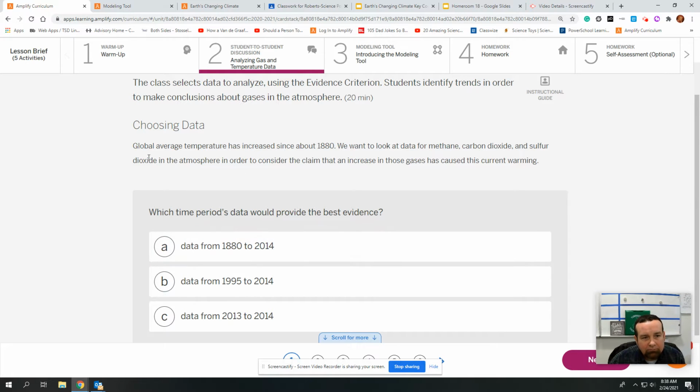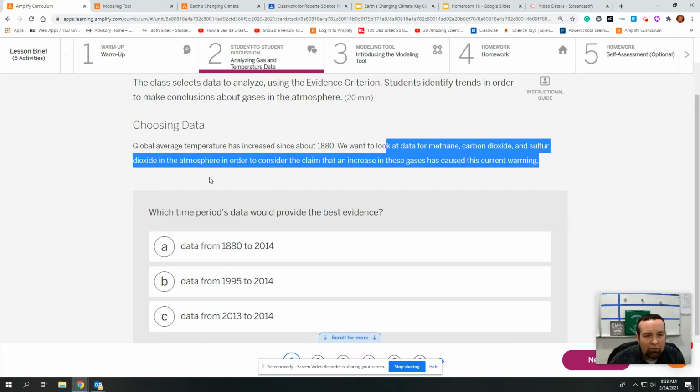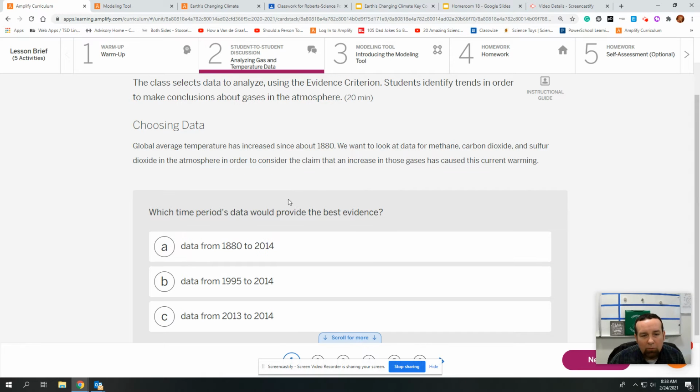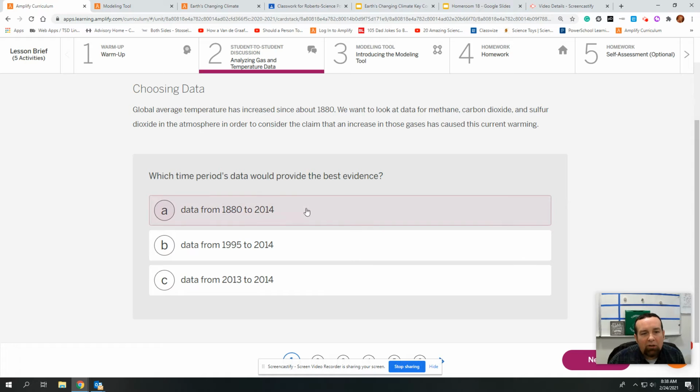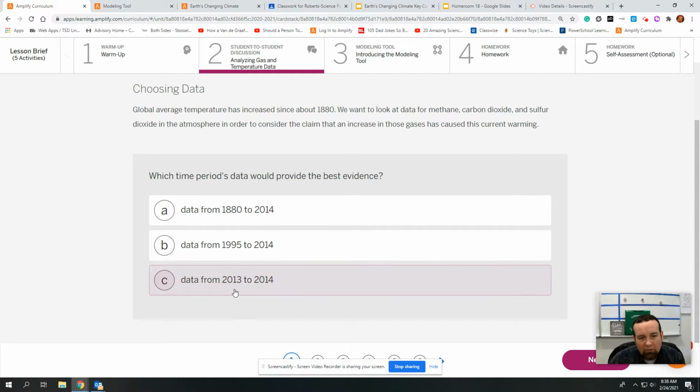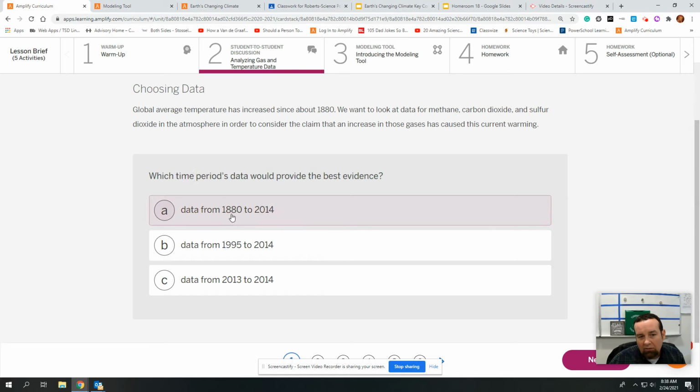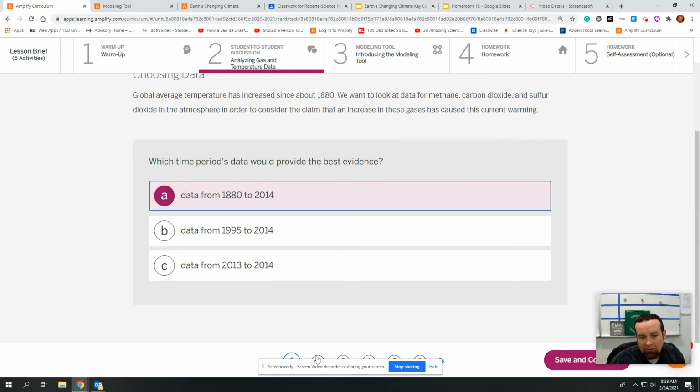So, this first question has to do with the data that we've gathered since about 1880. We're going to look at data from methane, carbon dioxide, and sulfur dioxide as we look at these warming temperatures. So first question, which time period's data would provide the best evidence? 1880 to 2014, 1995 to 2014, or 2013 to 2014? Again, I hope we've learned that the bigger the data set, the better, and we can analyze and predict, see trends better if we are using a larger data set.